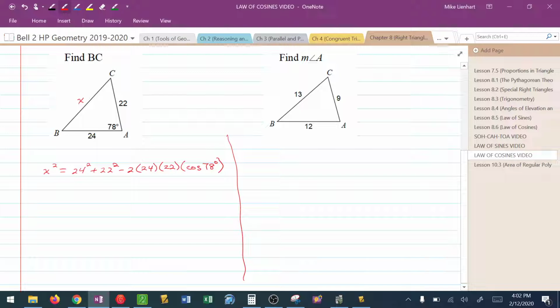In the second scenario, they want me to find an angle. There's my angle, which tells me I have to start with the side across from it. So I have 13 squared equals 12 squared plus 9 squared minus 2 times 12 times 9 times the cosine of angle A. All right, so back to the first scenario.